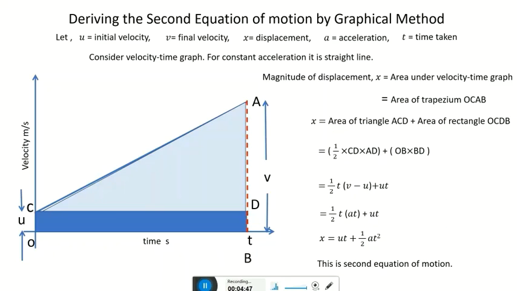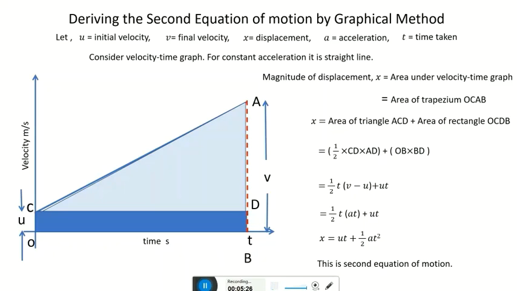Hence x is equal to the area of triangle ACD plus the area of rectangle OCDB. So first of all we have to find out the area of triangle ACD, which is equal to 1/2 base into height, where base is CD and height is AD for the triangle ACD, plus the area of the rectangle, that is length into breadth. Length is OB, breadth is BD. Then we put in the values of CD, AD, OB and BD.